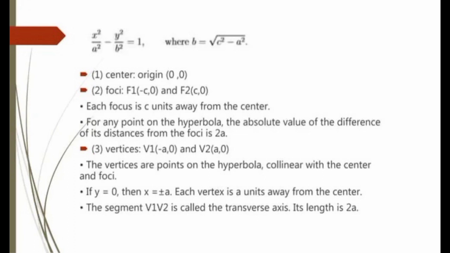Vertex 1 is (-a, 0) and vertex 2 is (a, 0). The vertices are points on the hyperbola collinear with the center and foci. If y is equal to 0, then x is equal to negative and positive a. Each vertex is a units away from the center. The segment between vertices 1 and 2 is called the transverse axis. Its length is 2a.